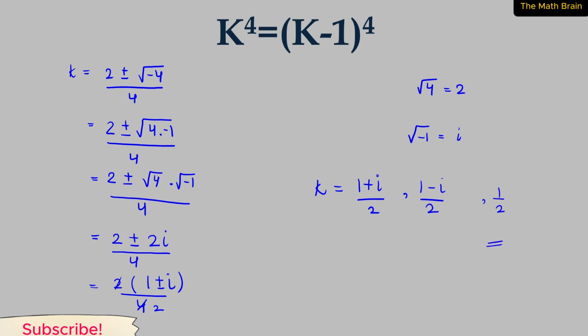So we have 3 values for k. 2 of them are complex, and this is the normal one. k is equal to half, 1 by 2.